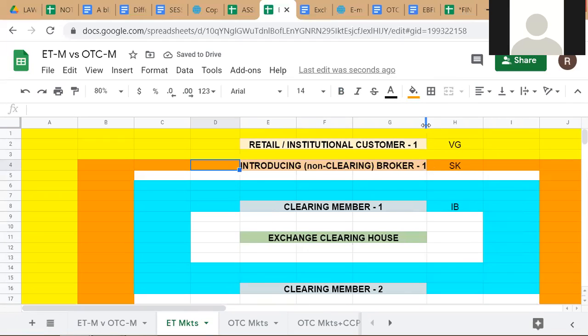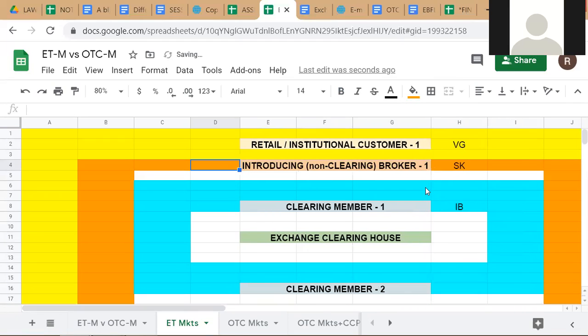So the term is introducing broker, okay, which is a non-clearing member. So the reason I write non-clearing member broker, actually it should be non-clearing member broker. Because clearing member has a particular status, so we'll understand that. Okay, so let's understand here what we mean. By introducing broker, we mean that it's not a clearing member. Okay, so non-clearing. Introducing broker, so Vipul goes through Sher Khan.